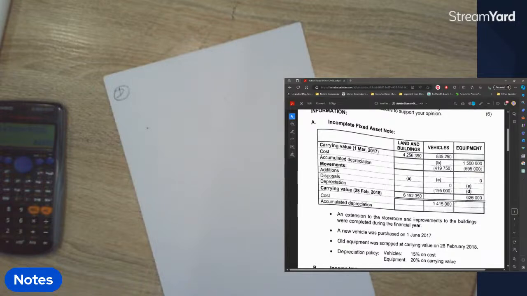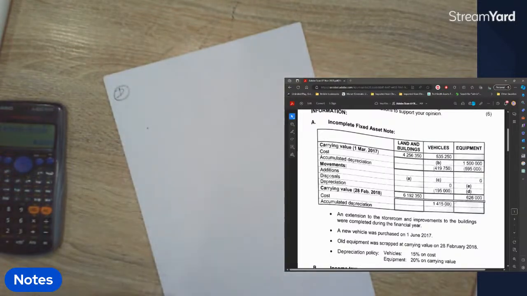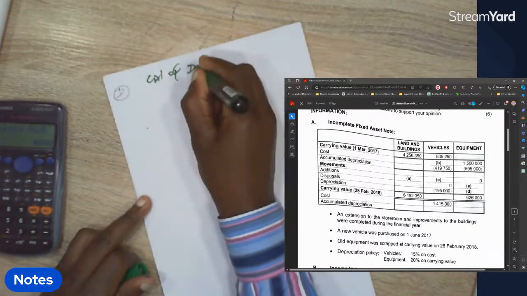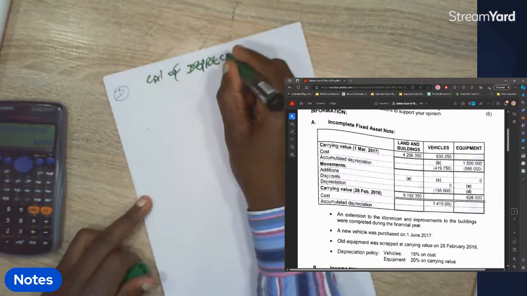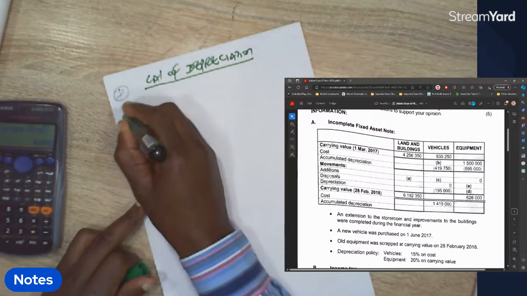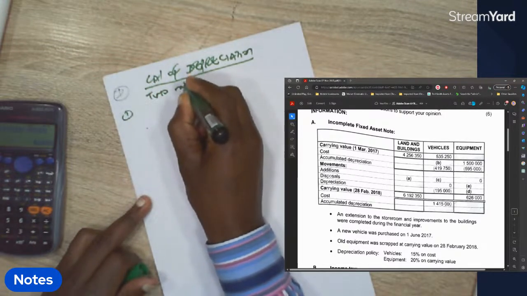So let's go and read again. This equipment, are they using the diminishing balance method or straight line? The question is saying equipment is using a carrying book value, right? Calculation of depreciation. Before we go to our calculation, either you are using two methods. These are the two methods.